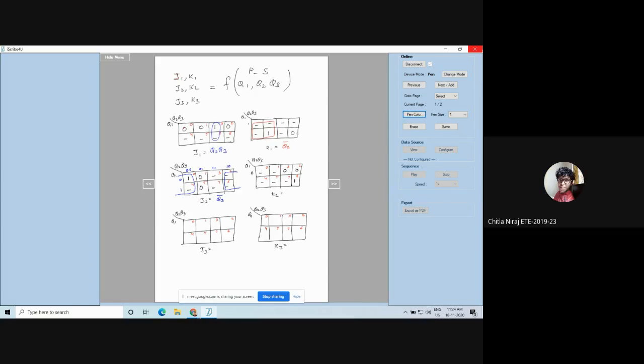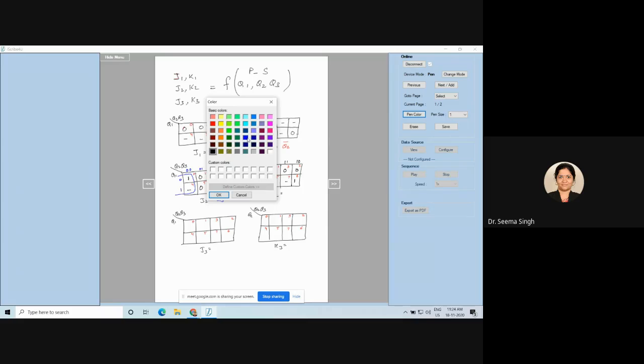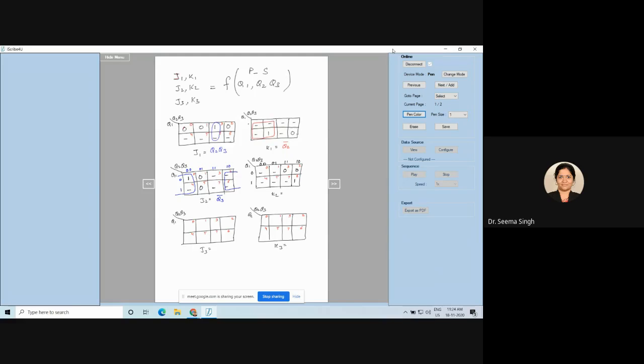So as we can see, 4, 5, 7, 6. Okay. Good. We are getting a row group like this. And that is why K2 is equal to Q1, right? Yes. Very good. Thank you very much.